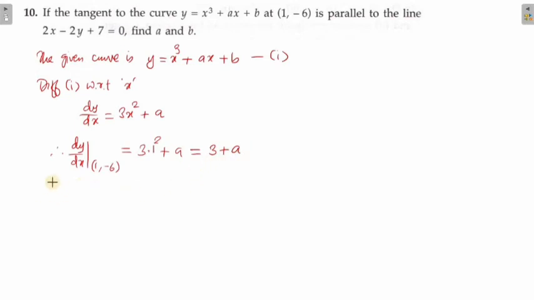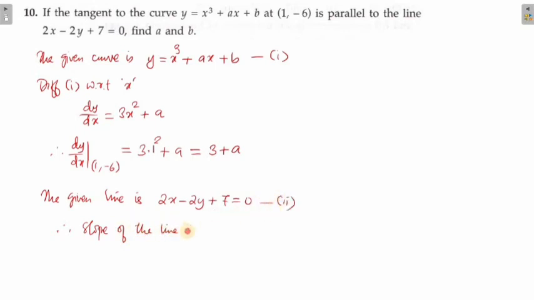Okay, now the given line is, this is the given line, isn't it? So the given line is 2x minus 2y plus 7 equals 0. Call this equation number 2. So slope of the line 2 is equal to, you know this is in the general form, so that's why it's going to be minus a by b. a is 2, b is minus 2. So this turns out to be exactly 1.